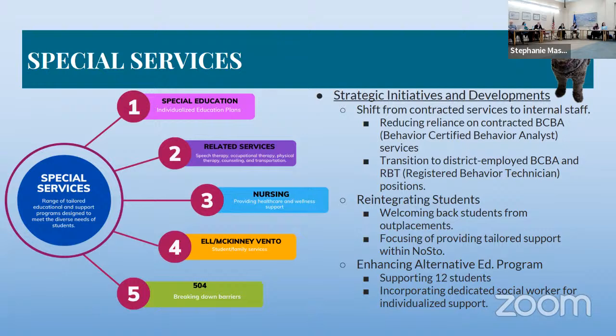Another shift we're looking to make is to give an opportunity to some of our paraprofessionals to increase some of their professional development learning and look at bringing in, we presently contract outside for RBTs, which are registered behavior techs.